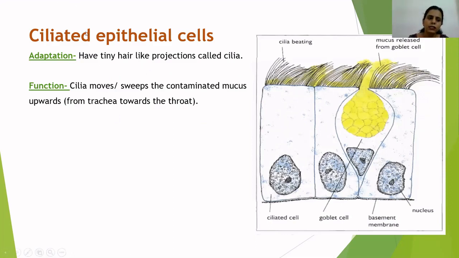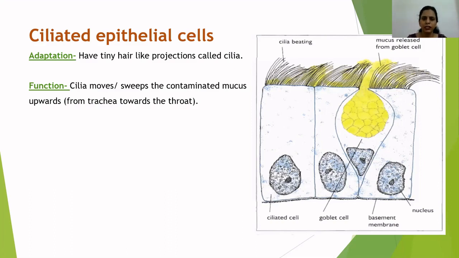The meaning of the word ciliated is that they have tiny hair-like projections, which are known as cilia. So ciliated epithelial cells are located in our trachea and bronchi. Bronchi means bronchus. If you recall the diagram of the human respiratory system, in the center we have the trachea, and this trachea divides into two bronchi, which enter inside the lungs. So in the trachea and the two bronchi, we have ciliated epithelial cells.